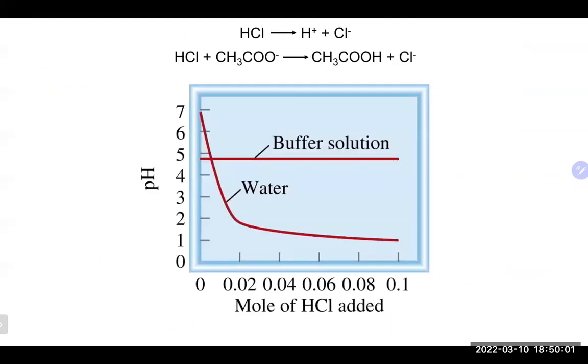So this again is a little graph of a buffer solution versus water. And as you can see, water is definitely not a buffer. We see water starting out here at a pH, just adding a little bit of moles of HCl. We see a fairly big drop in the pH really quickly, as opposed to here with our buffer, able to maintain a really constant pH all the way across.